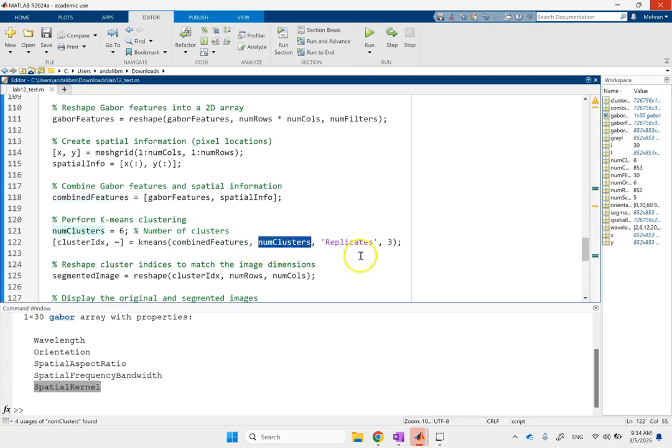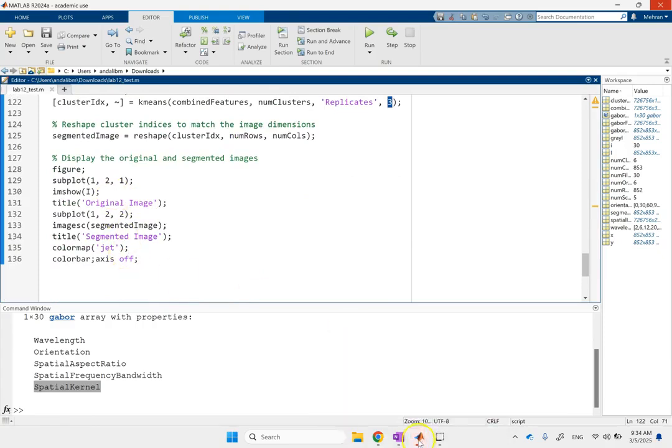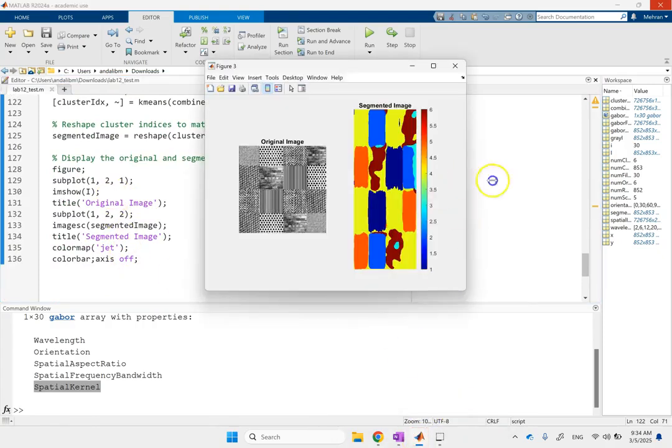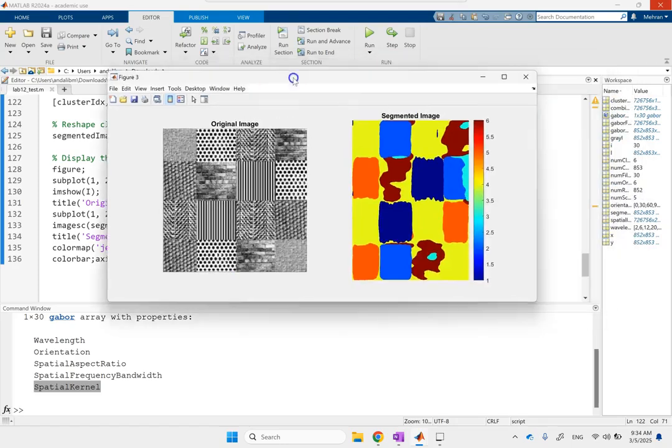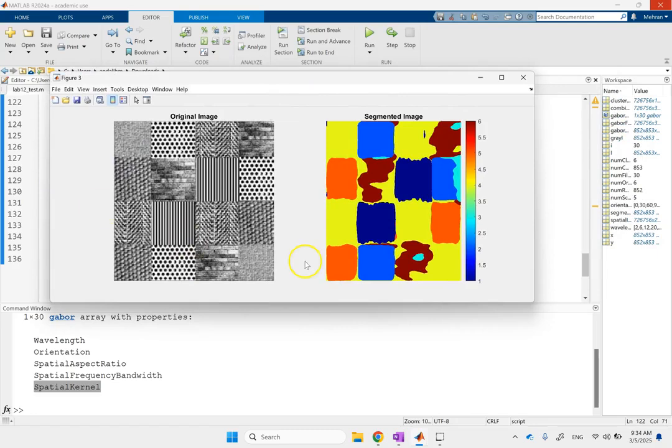Okay, again 6 clusters, 3 replicates, and redo everything, and this is the result this time. And if you look at this result, it is significantly better than when you didn't have spatial information. Of course, there are some areas that it doesn't do a good job, like these two textures that are a little bit closer to each other. It kind of considers them like one cluster, but the rest of it, if you look, it very well detected the rest of it.